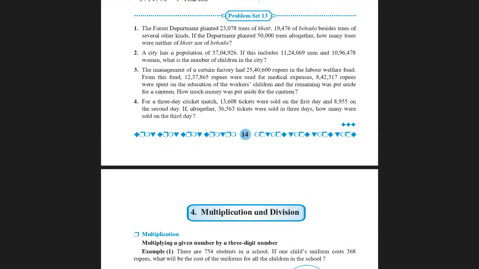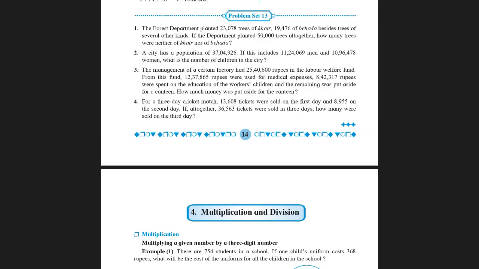First question: the forest department planted 23,078 trees of Khair, 19,476 of Behada, besides trees of several other kinds. If the department planted 50,000 trees altogether, how many trees were neither of Khair nor of Behada? So, the first set of trees were of Khair, the second number of trees were of Behada. They have planted some more trees of other kinds. You have to find that out. And the total number of trees planted altogether is 50,000.